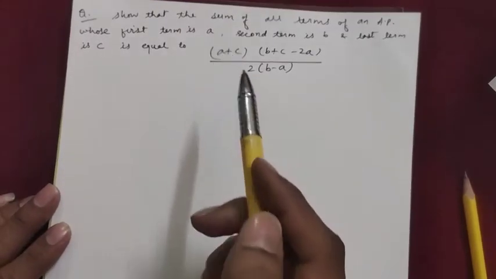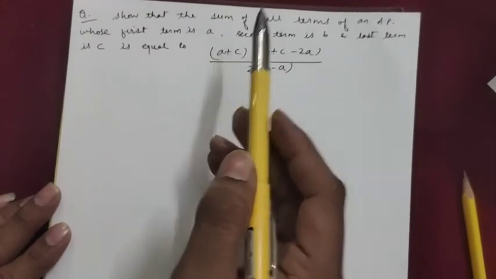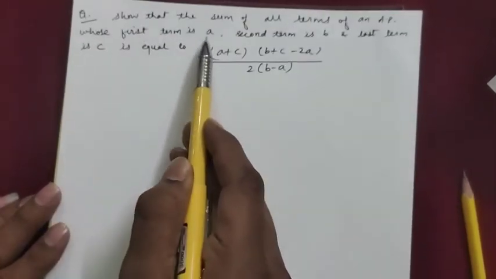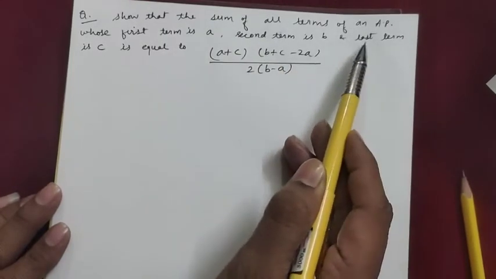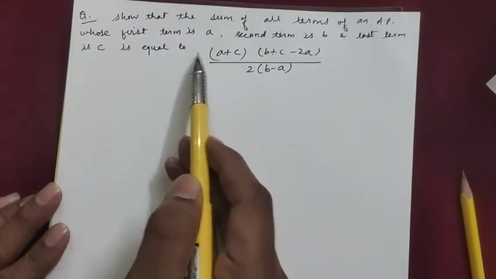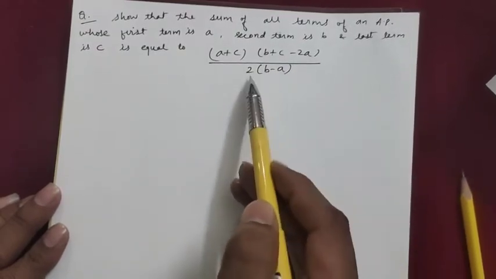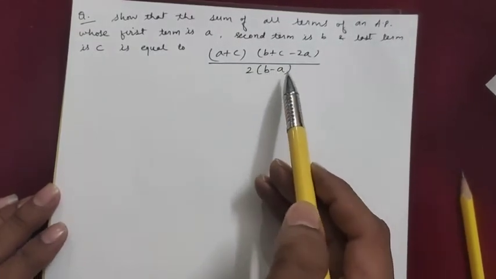This question belongs to the topic arithmetic progression. Show that the sum of all the terms of an AP whose first term is A, second term is B, and last term is C is equal to this: (A plus C) into (B plus C minus 2A) upon 2(B minus A).